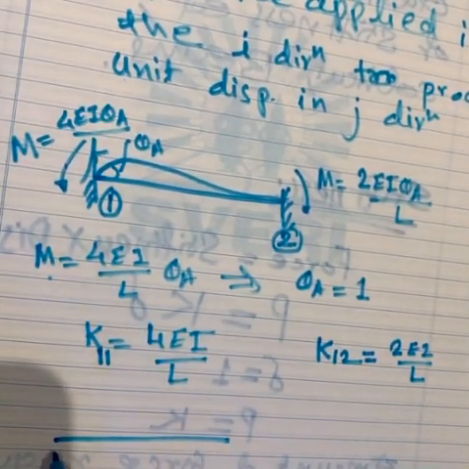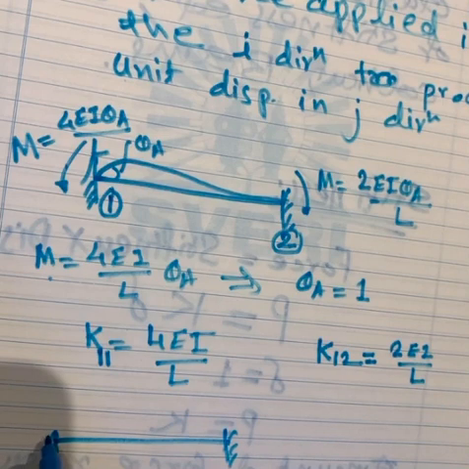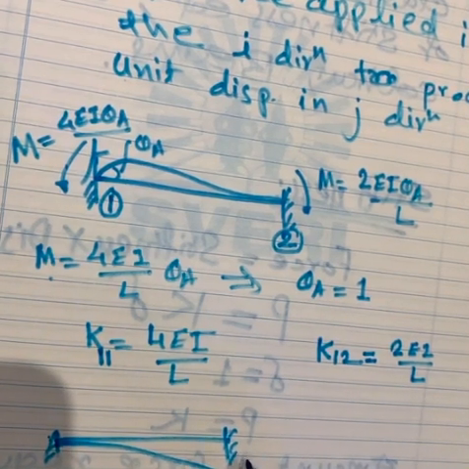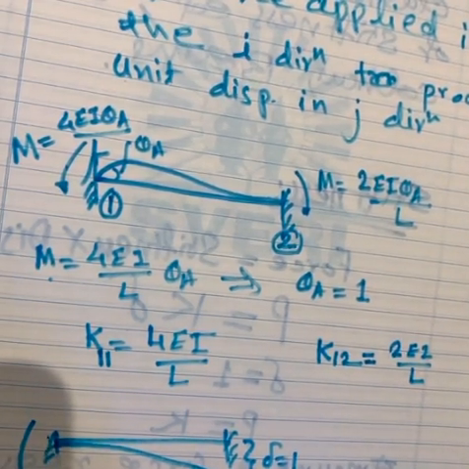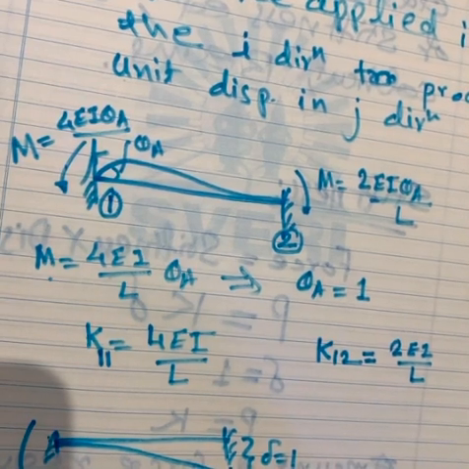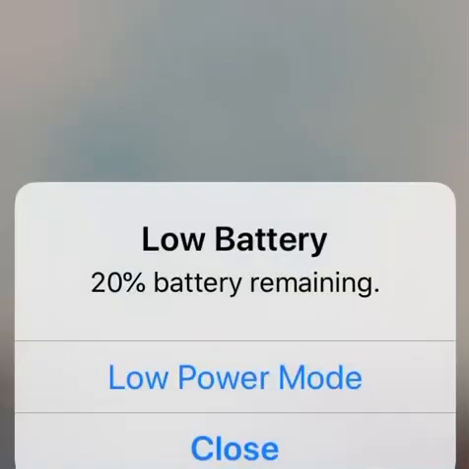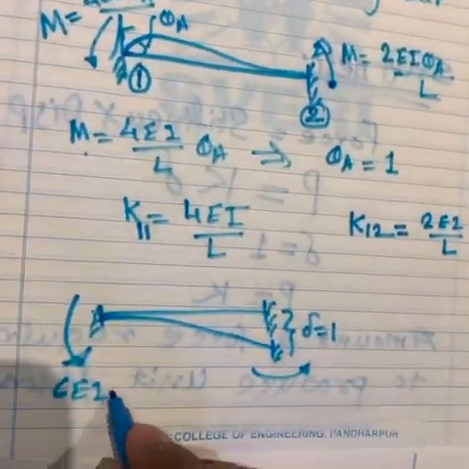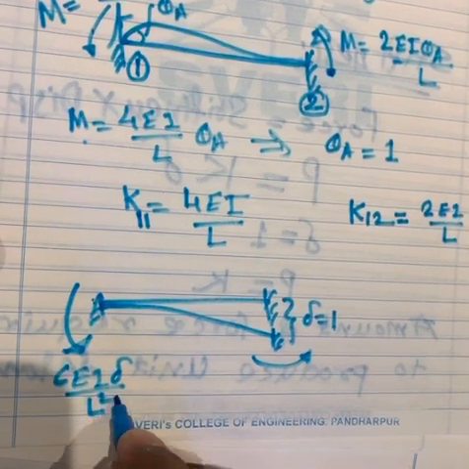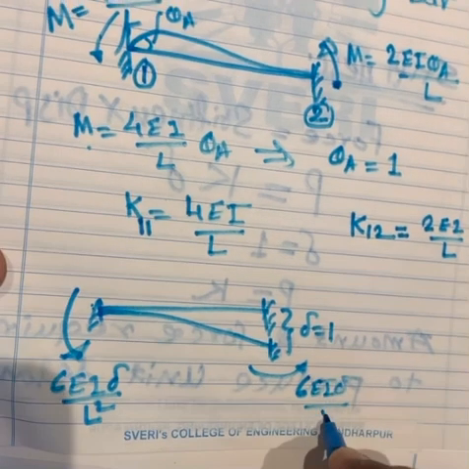For example, this is a fixed beam, and suppose I want to find out the amount of stiffness because of this unit deformation at this end. So delta is equal to 1. You know the formula, so what is that? It will be 6EI delta by L square, and the other side it will be 6EI delta by L square.